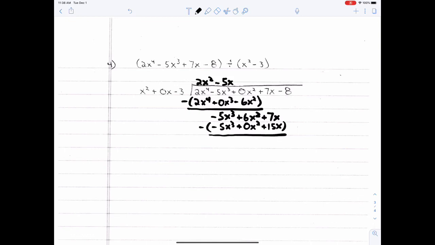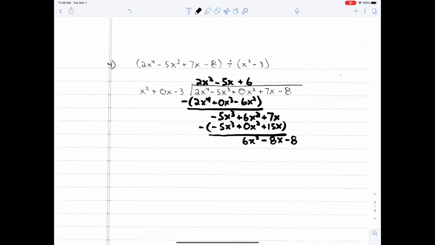The negative 5x cubes go away. You get 6x squared minus, not plus 22x, but minus 8x. And then we'll drop down the 8. And again, what times x squared will give us the 6x squared will be plus 6.